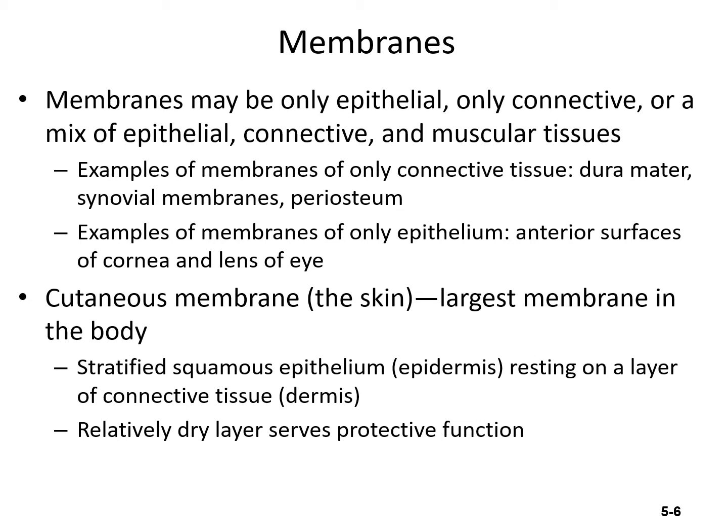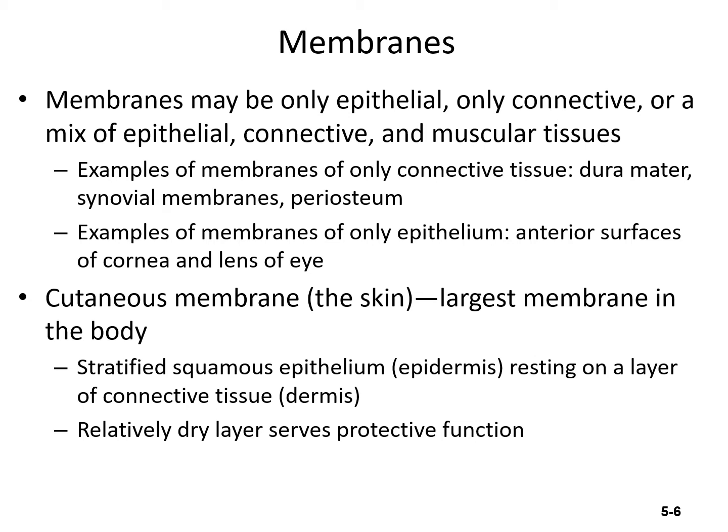encapsulate joints of the body, and then periosteum, which is a connective tissue membrane that adheres to bone. And it kind of forms the medium between actual bone tissue and other tissues of the body and provides a connectivity for nutrient exchange and waste removal. So examples of membranes that are only epithelial tissue would be, for example, the anterior surfaces of the cornea and the lens of the eye.